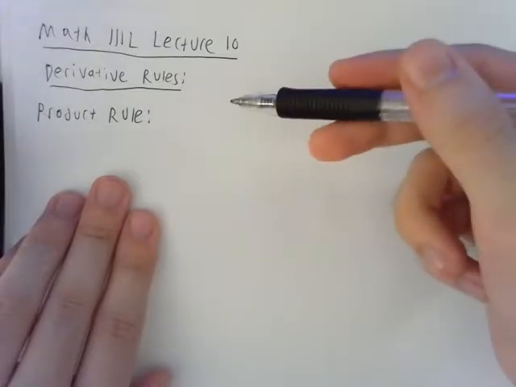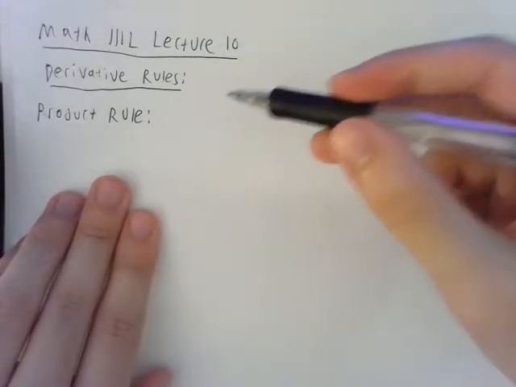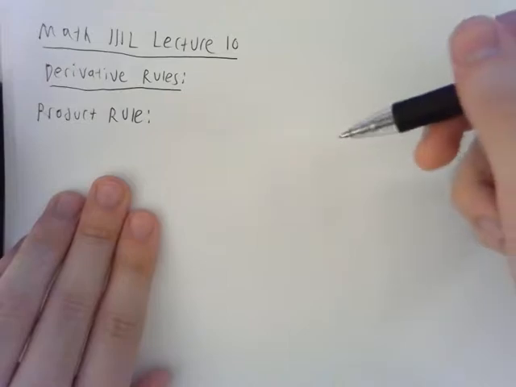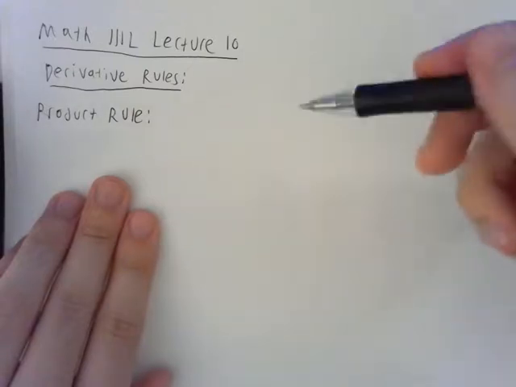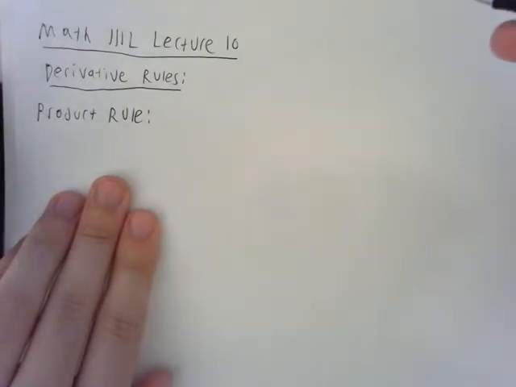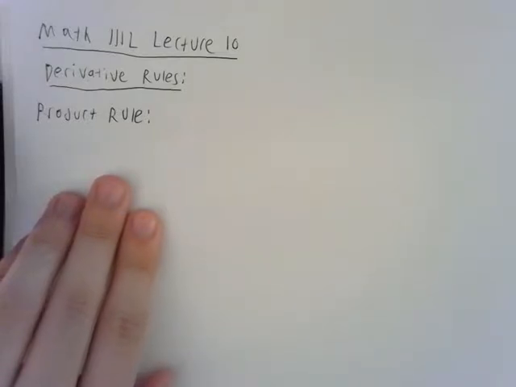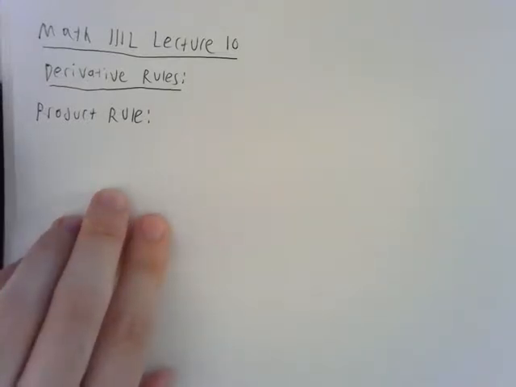A simple counterexample is if we take the function x and then the function 1 over x and multiply them together, you get 1, so the derivative is 0. But if you take the derivatives individually and then multiply them, you get negative x to the negative 2. At any rate, we can see from that simple example that the product rule has to be more complicated than, for example, the sum and difference rules were.